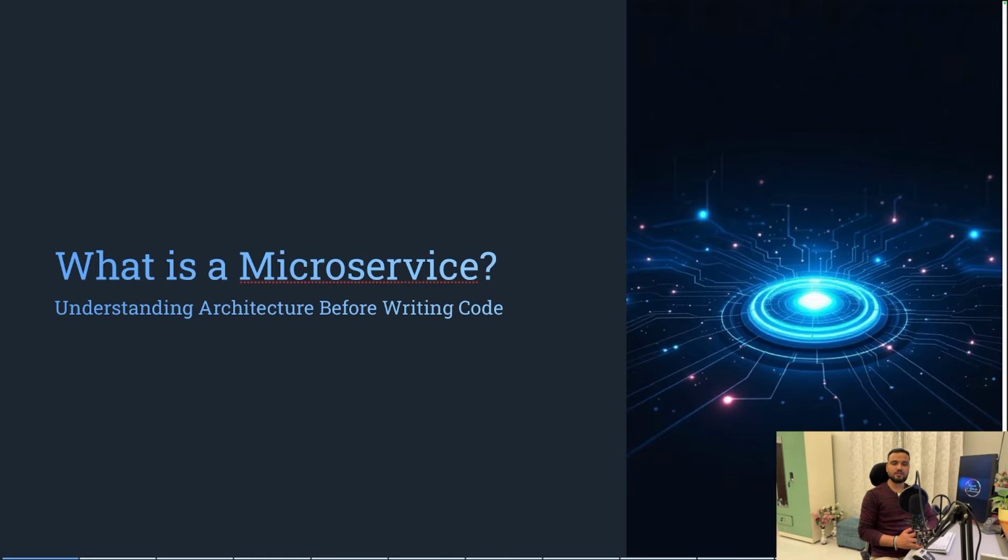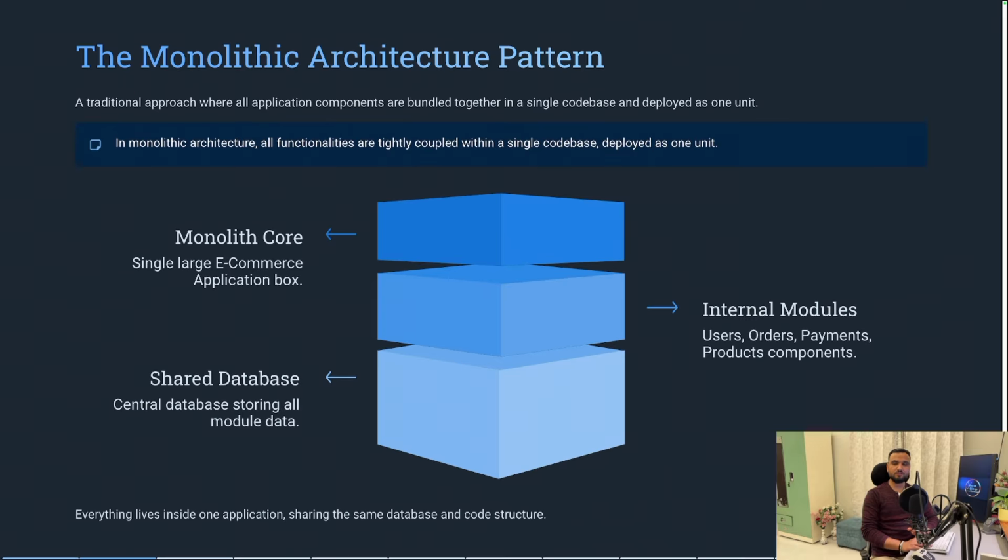So before scaffolding anything, we have to understand what a microservice is. Since if you don't understand this, the template won't make sense. Imagine you are building an e-commerce system. There are so many modules, orders, notifications, payments, all in just one single system and a single code base. This is what we call a monolithic architecture.